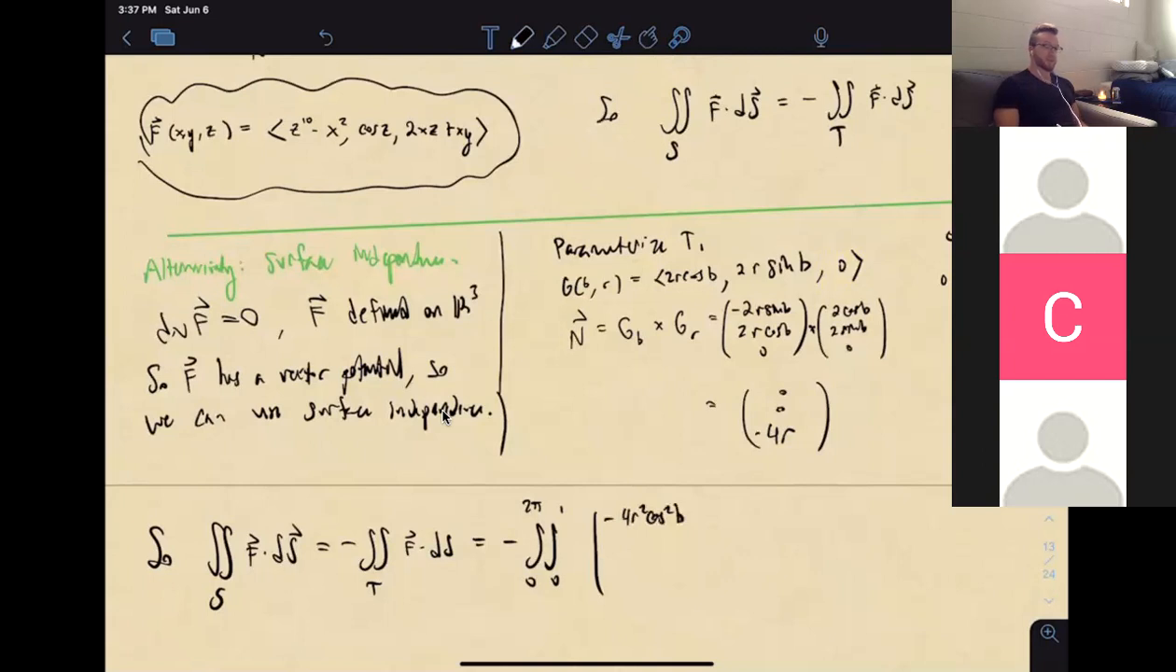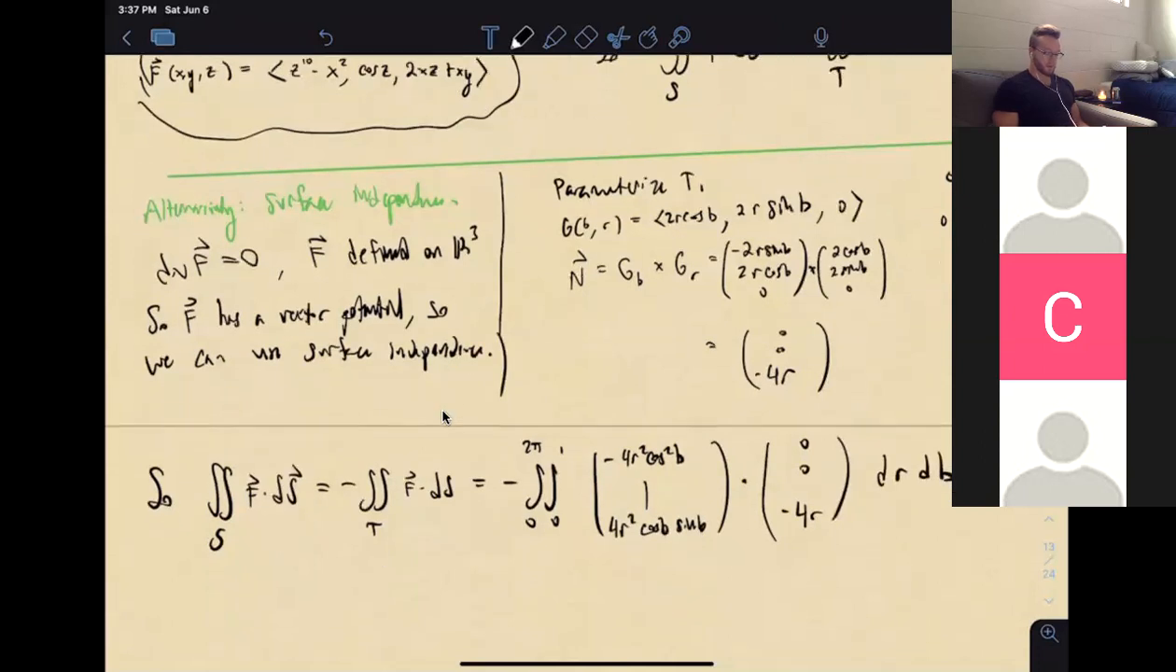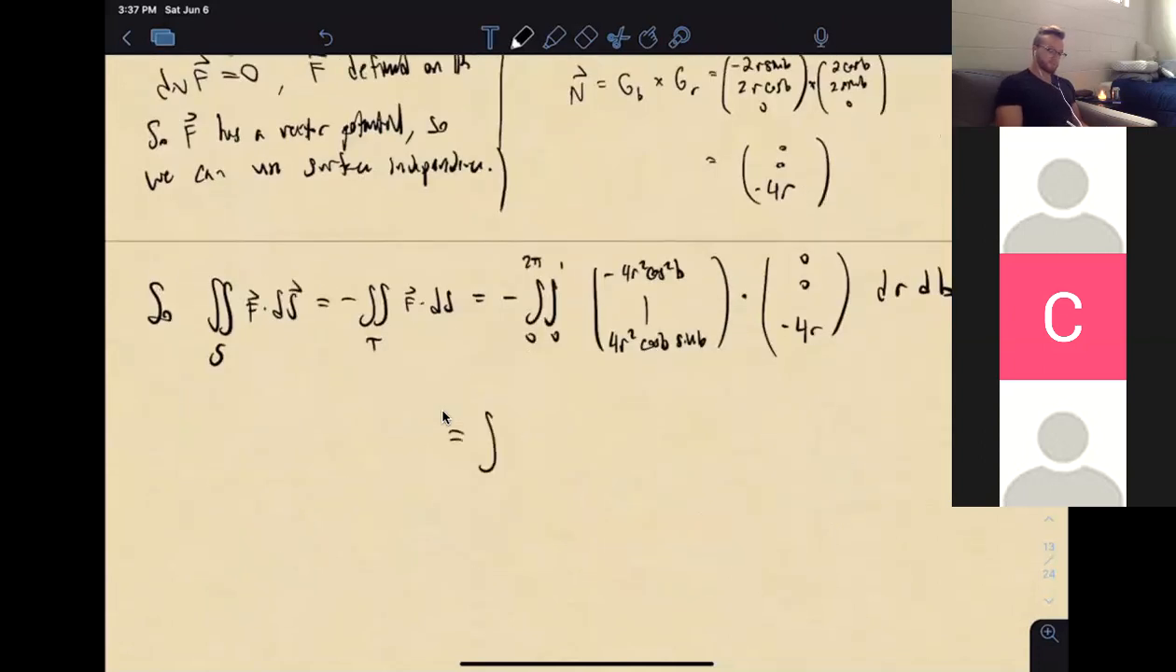Cosine of z is cosine of 0, which is 1. Z is 0, so that first term is 0, and then x times y is going to be 4r squared cosine of b sine of b, dot the normal vector, dr db. And then we're in the home stretch. It looks like we get negative 16.